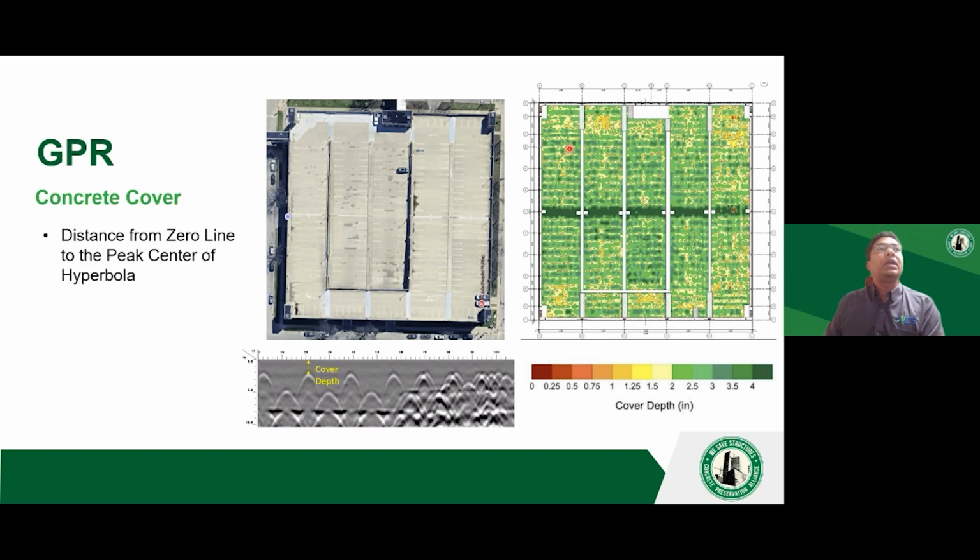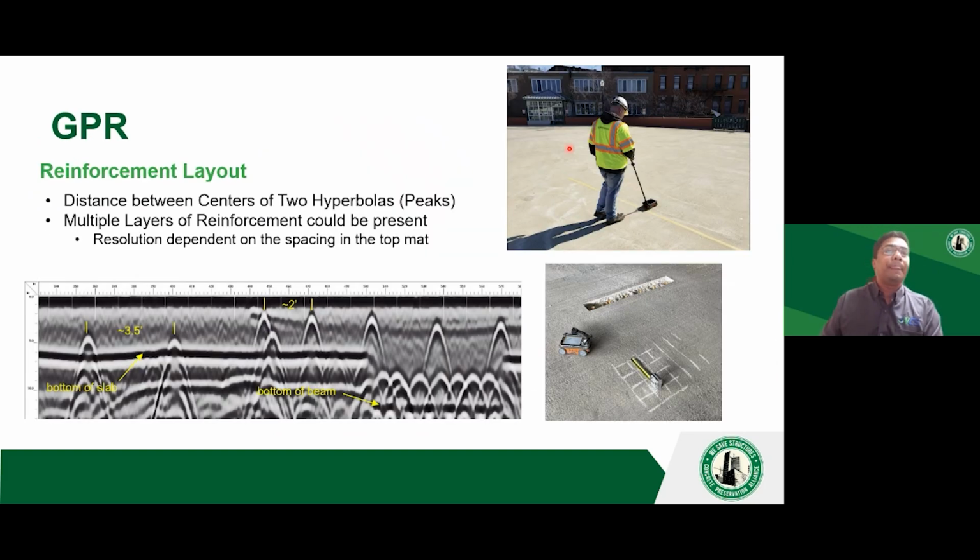In addition to concrete cover, we also use GPR for determining the layout of the rebar or the reinforcing steel that's present in the concrete. In most cases, you do not have as-built drawings, and GPR can be used to determine what the layout is. Just by measuring the distance between these two peaks, I can tell, okay, this is my rebar spacing, or this is the spacing between my post-tensioning strands, and GPR can give you that information.